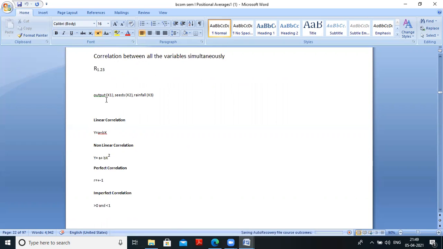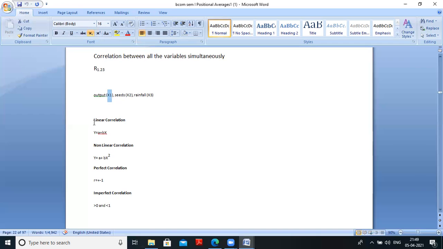In this case, we always assume that one variable is an effect variable and other variables are cause variables. Here I have taken X1, that is output, as the effect variable, and seeds and rainfall are affecting the output. So the effect variable is taken before the dot, and the cause variables are taken after the dot. R1.23.